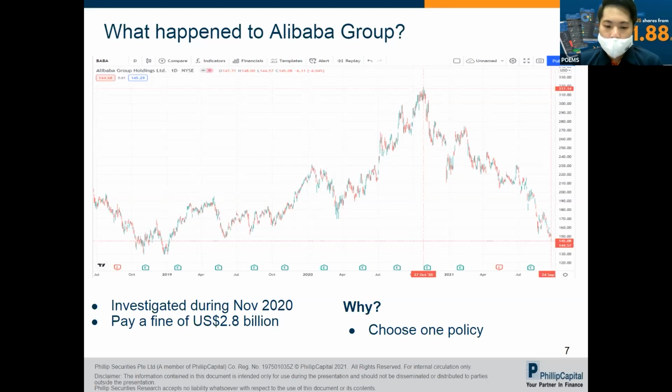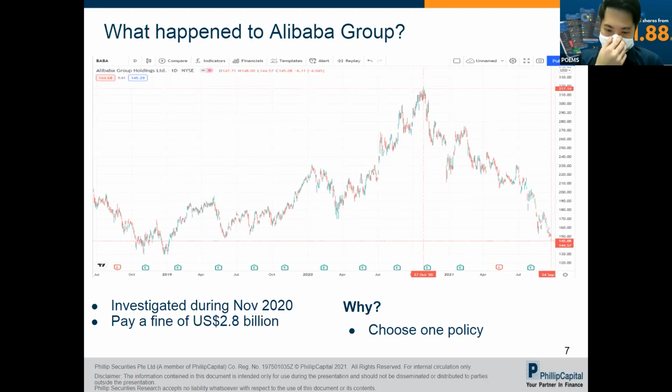What actually contributed to this drop was that since last November they were being investigated by the regulators for breach of antitrust law, after which they had to pay a fine of US$2.8 billion, the largest fine paid under the antitrust law.